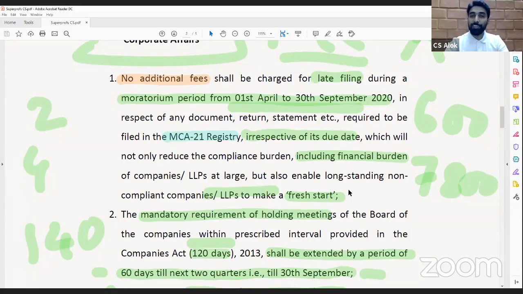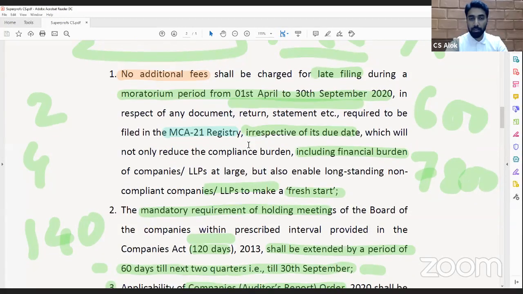Now, see, even in a crisis, there is some advantage. All the companies who did not file documents all these years, now this is the chance for them. Because of this problem, actually it is an advantage for them. They are telling that from 1st April to 30th September, you can file all the old forms, whatever you have not filed, irrespective of its due date, and you can escape. Basically, that's what they're telling. So that's what we understood.